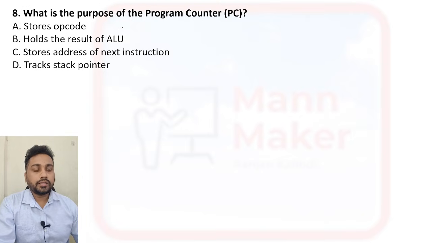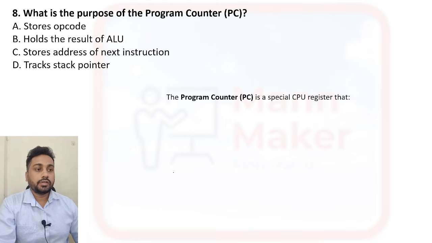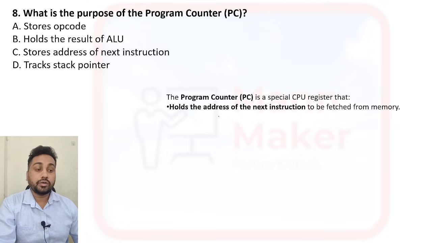Next one: what is the purpose of a program counter? Program counter, that is your PC. It is a special CPU register that holds the address of the next instruction to be fetched from the memory. Basically, it is a 16-bit register which holds the address of the next instruction to be executed, or fetched from the memory.